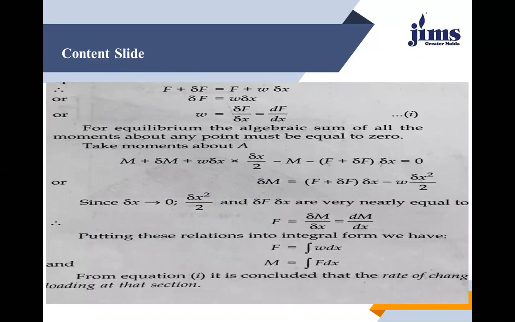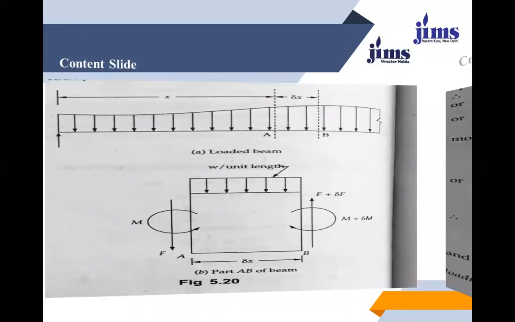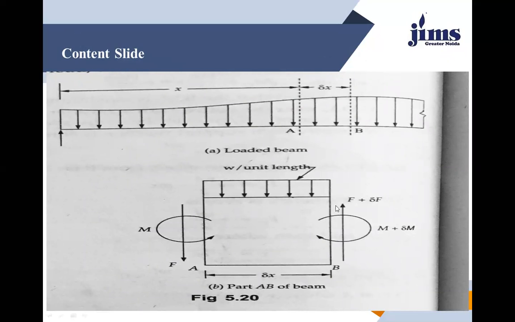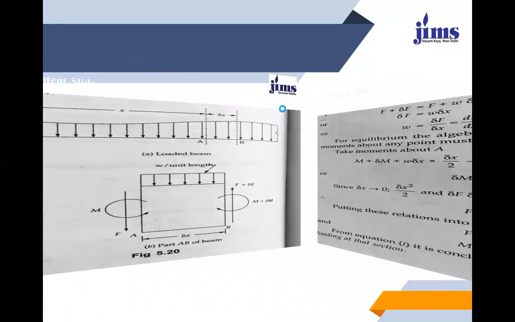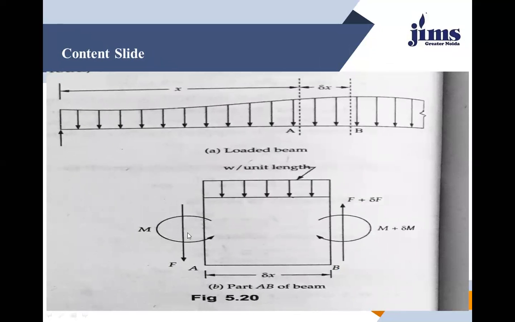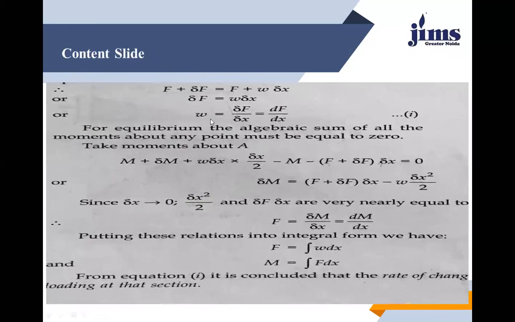So I can say that the summation of load in the y direction must be zero, that is, total upward load is equal to total downward load. So F plus delta F is equal to F plus w delta x. F plus delta F is the upward load, and F and w delta x are downward. These loads are equal. So from here, delta F is equal to w delta x, and w is equal to delta F over delta x.